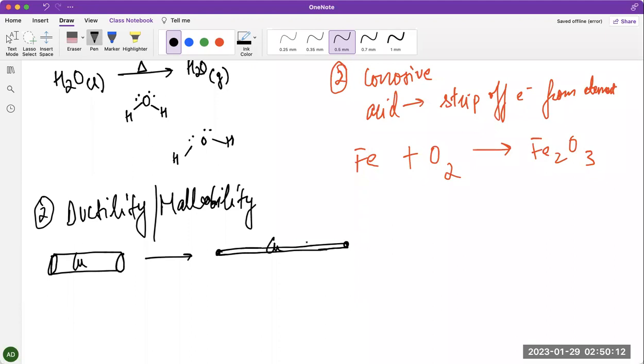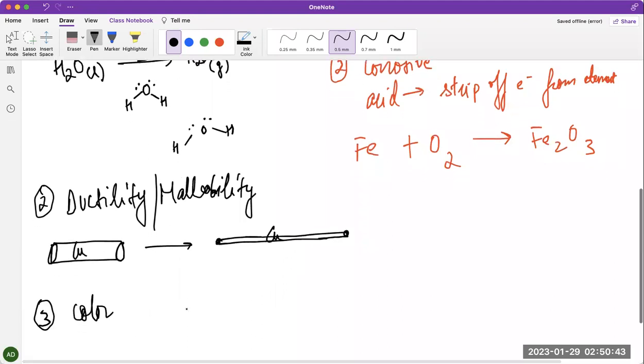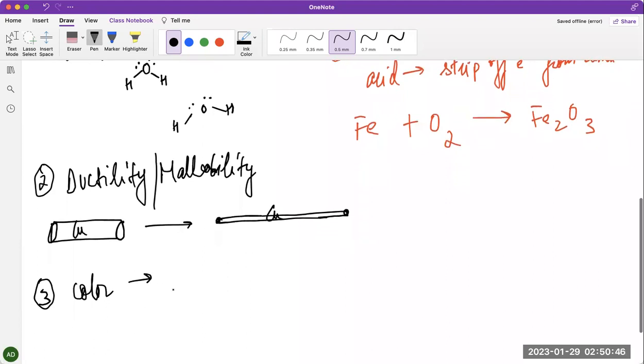You can draw it into a thin wire. Okay. And on the other hand, malleability is where you beat, for example, aluminum metal, and you make it a very thin sheet, and then you change aluminum into aluminum foil. That is malleability. Okay, so that is also a physical property of a metal. Okay, so similarly, color is also an example of a physical property. For example, for color, listen to this carefully, okay? It's because it can be both a physical and chemical property.